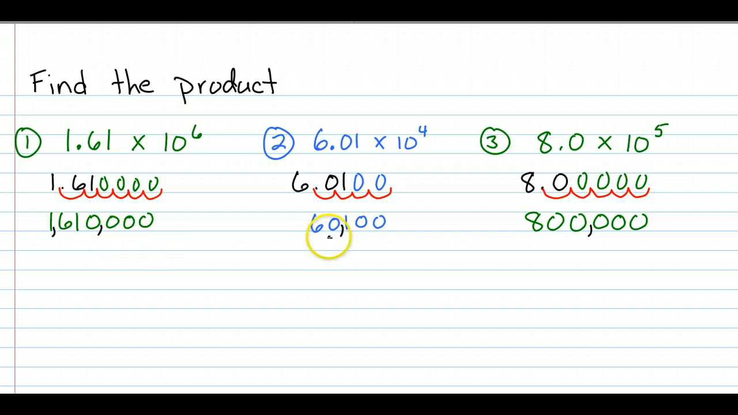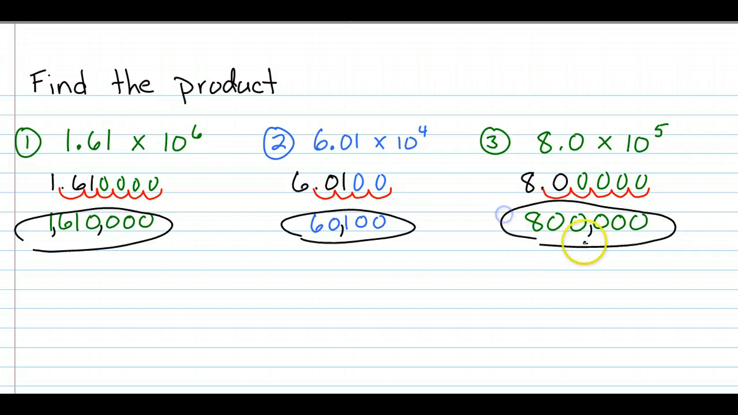1,610,000, 60,100, 800,000. I really should be circling my answers. All right, that will be what we will work on in class.